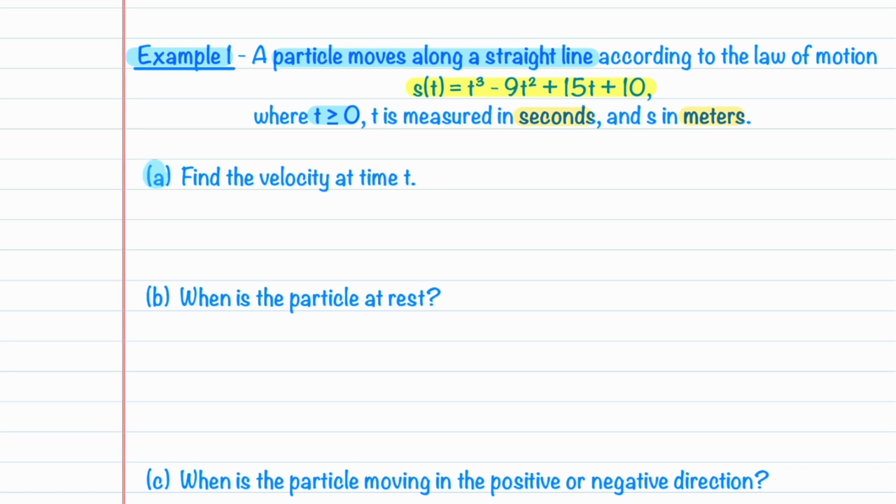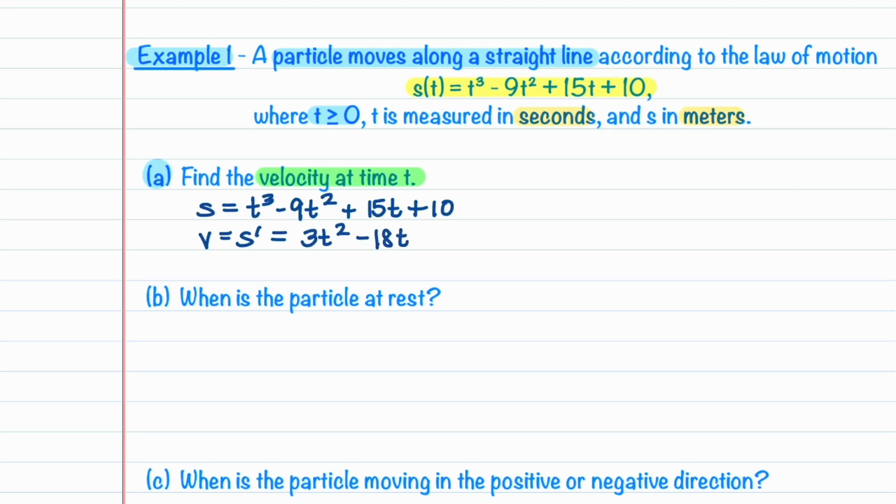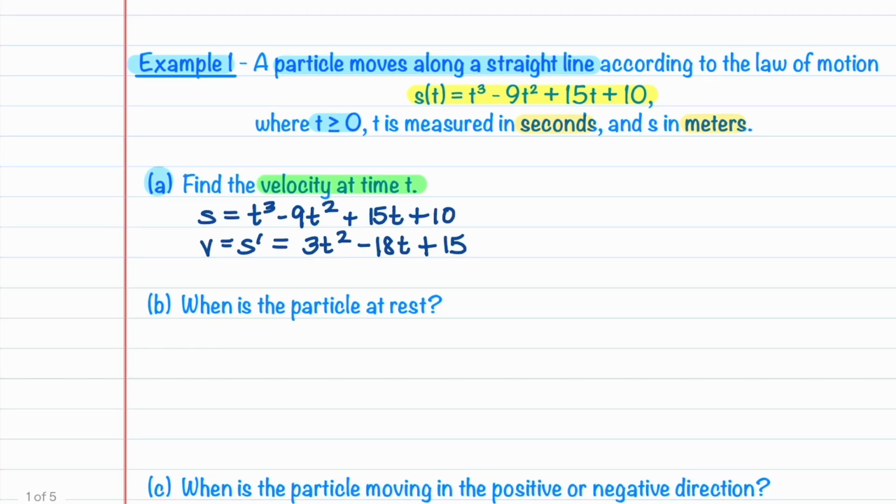We're going to begin by finding the velocity at time t. Let's go ahead and write down what the position function is. We're given that right above. s is t cubed minus 9t squared plus 15t plus 10. The velocity is the derivative of the position function, so we're just going to take the derivative with respect to t, and this gives us 3t squared minus 18t plus 15. And that's what the velocity is equal to.